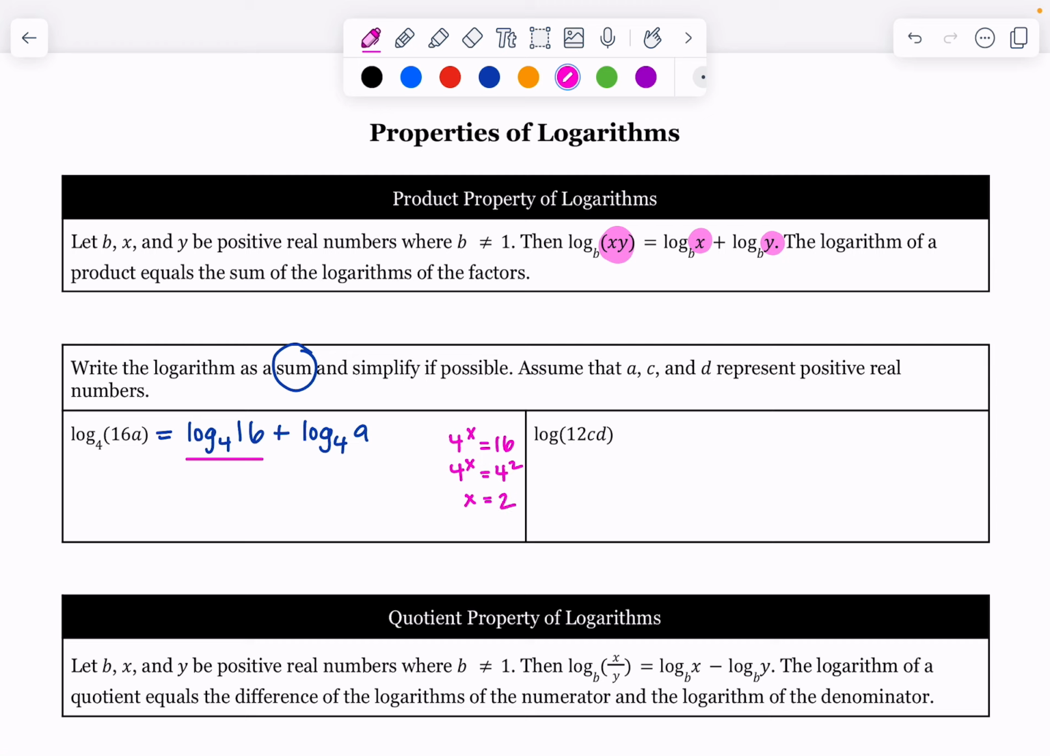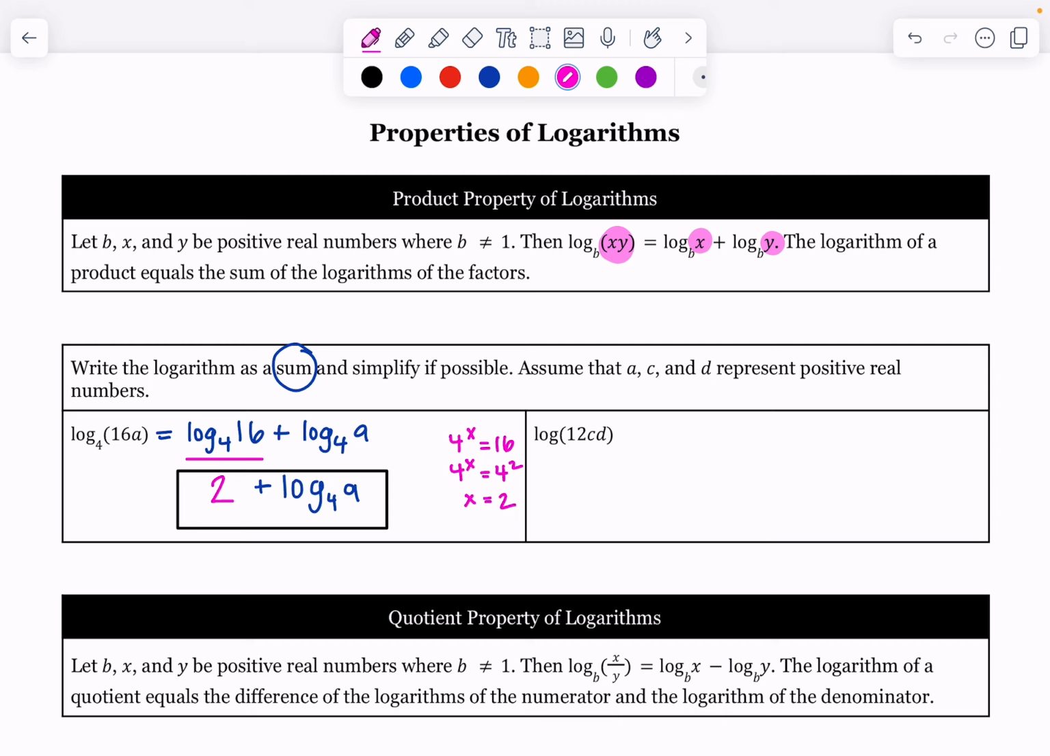So I used pink to show you this scratch work off to the side. And I can replace log base 4 of 16 with a 2. And then I'm going to bring down my plus log base 4 of a. So I separated them into a sum, and then it says simplify if possible, and I used pink to simplify. So I guess I could use black here, but we can box the answer there. Okay, so breaking out into a sum, and the simplified answer would be 2 plus log base 4 of a. All right, let's look at the next one.